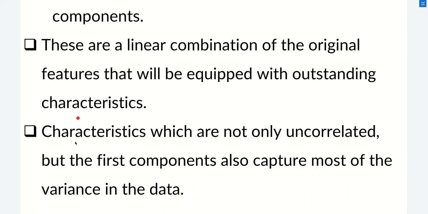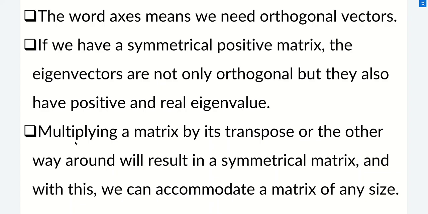So enough of the talking. Let's proceed to a practical example.